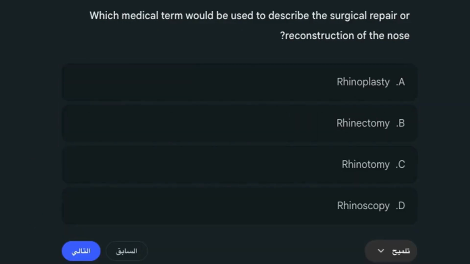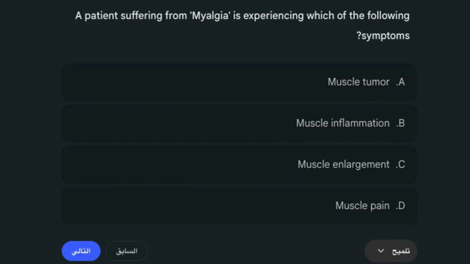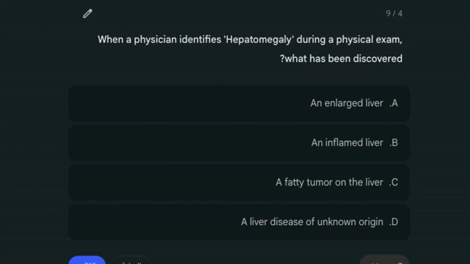So next question, which medical term describes a surgical repair or reconstruction? Yes, plasty, like rhinoplasty. Next one, patient suffering from myalgia. What does this mean? Does he have a muscle tumor or an inflammation of the muscle or a pain or enlargement? Yes, exactly, muscle pain. So what if the patient has a tumor in the muscle? How would we say it? We would say myoma, right? If he had an inflammation, that would actually be myositis, okay? It's kind of different.